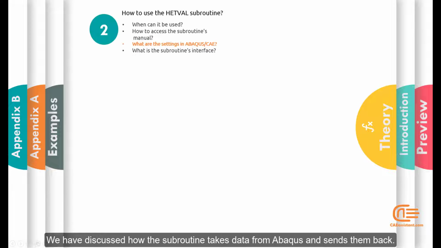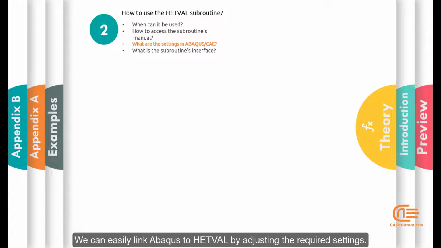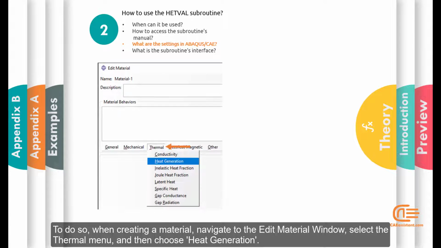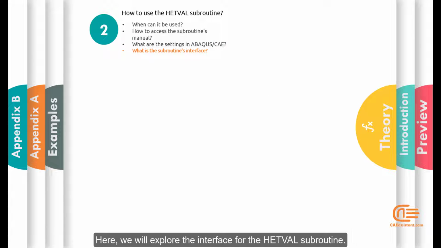We have discussed how the subroutine takes data from Abaqus and sends them back. But how is it done? It is simple. We can easily link Abaqus to HETVAL by adjusting the required settings. To do so, when creating a material, navigate to the Edit Material window, select the Thermal menu, and then choose Heat Generation. This will add heat generation to the material properties as shown in the figure. And now Abaqus knows that it should get heat flux from the subroutine for the material.